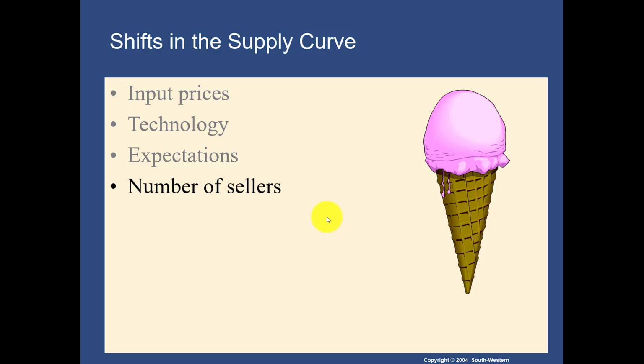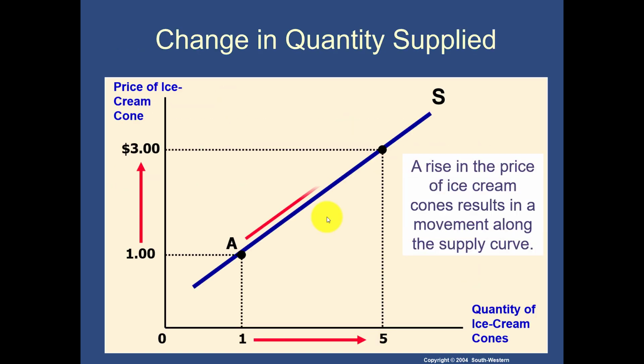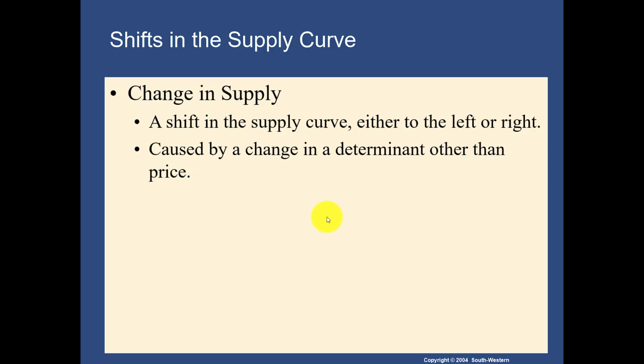If sellers say, hey, this market ain't sweet anymore, I'm closing up shop, then that means the supply of that product would fall. So all these determinants of supply would cause what you call a shift in the supply curve. Remember, only price causes movement. Now let's look at the shift. A change in supply is a shift in the supply curve, either to the left or right. It is caused by a change in any of the determinants other than the price of the product itself. Other than the price.